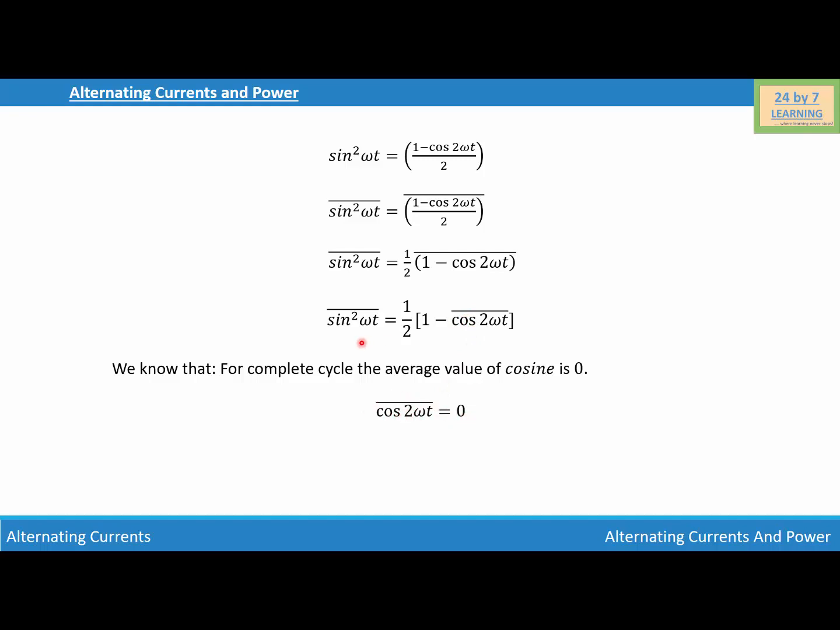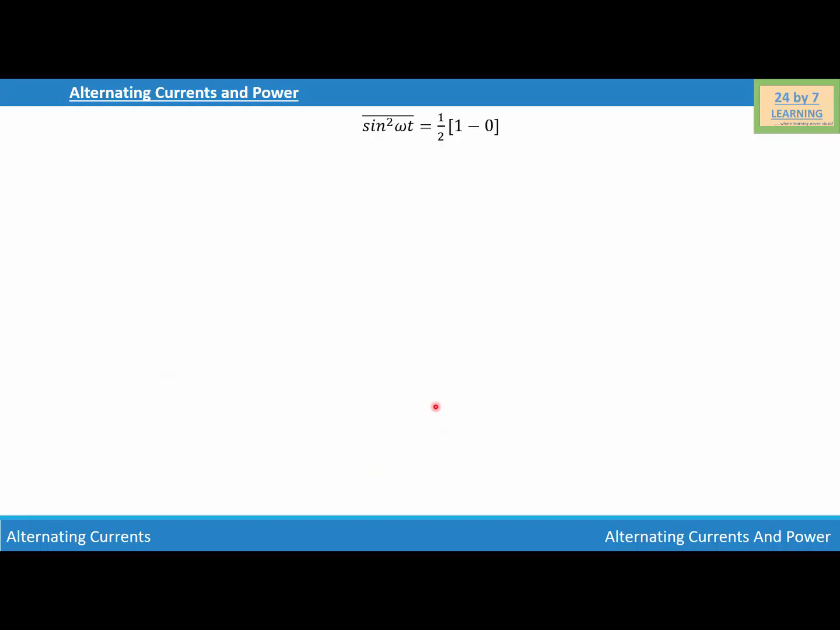Now let's substitute the value in this equation. If we do that, we will write the mean of sin²ωt is equal to 1/2 times (1 minus the value of the mean of cos 2ωt, which is 0). So basically we are writing 1/2 times (1 − 0). Now let's simplify further: 1 − 0 is 1, and 1 times 1/2 is 1/2. So we will write the mean of sin²ωt is equal to 1/2.